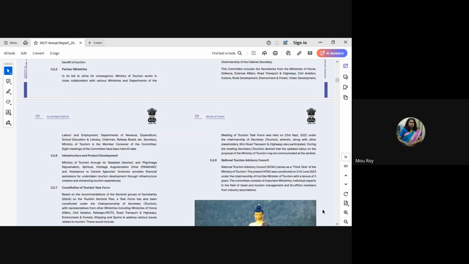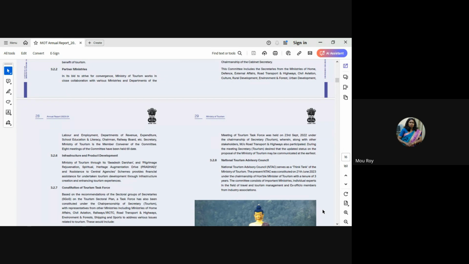This is also a national body. We have this National Tourism Advisory Council, which serves as a think tank of the Ministry of Tourism, and it was constituted in June 2023 under the chairmanship of the Honorable Minister of Tourism, with a tenure of 3 years. It consists of important ministries, plus individual experts in the field of travel and tourism management, and ex officio members from the industry associations.